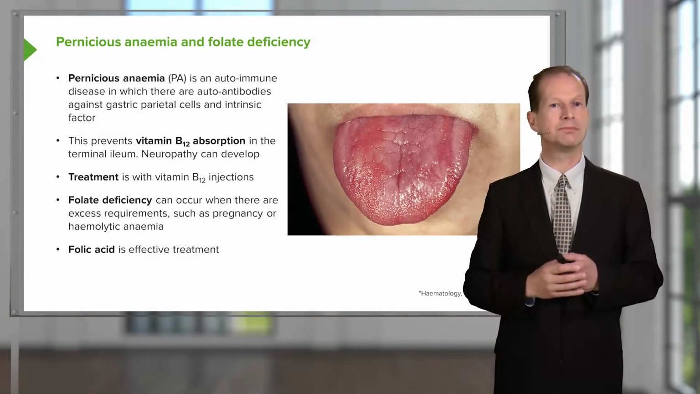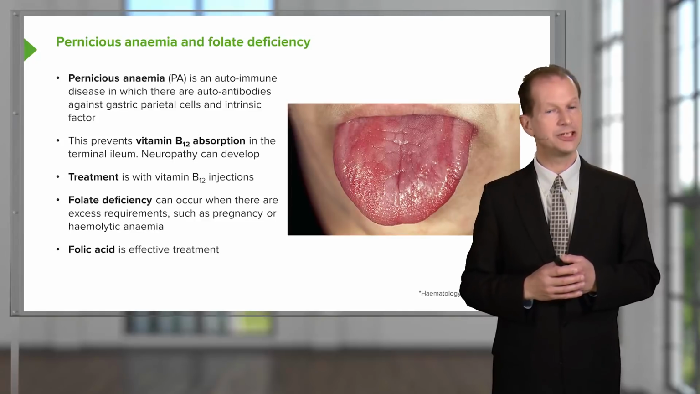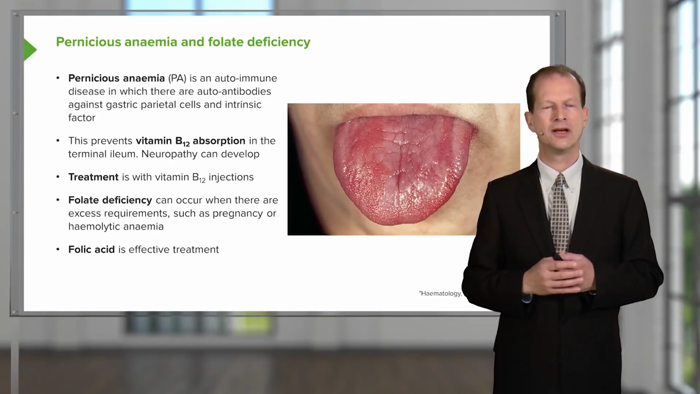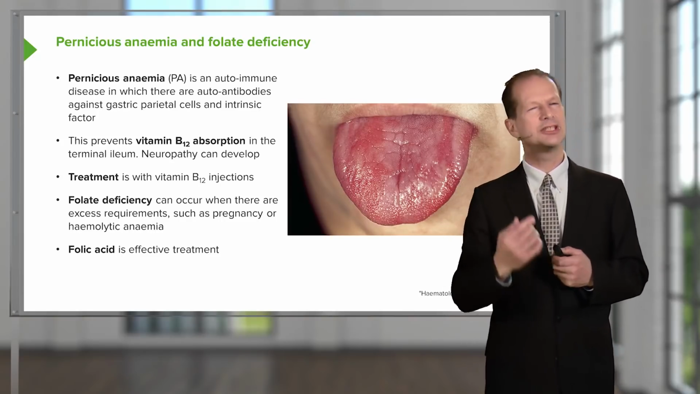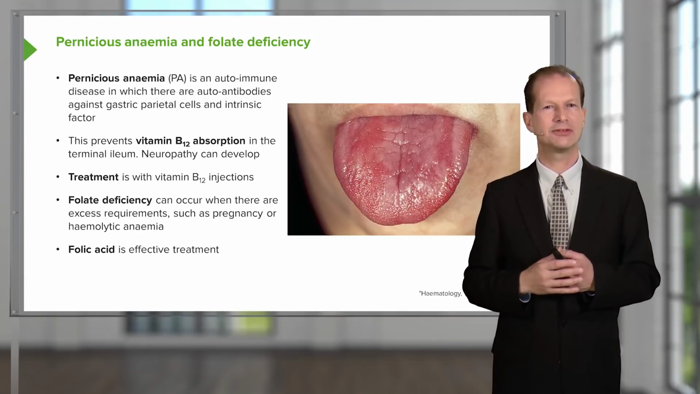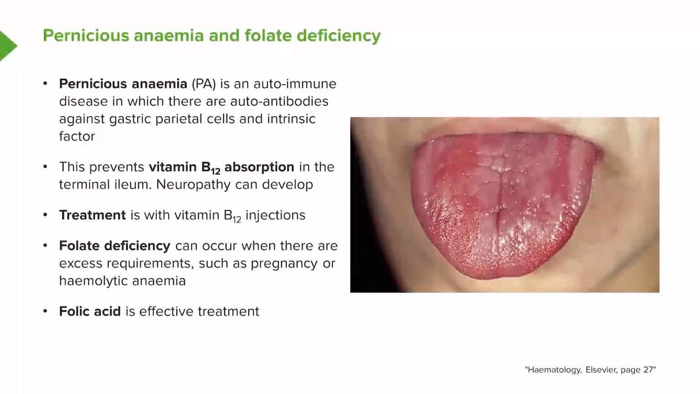Treatment is very simple. Vitamin B12 injections given every 3 months. You can also take high doses of oral pure B12 and hope that you've just managed to absorb enough. On the right, there's a tongue of somebody with pernicious anemia. It's often described as beefy, and you can see it certainly is sore and somewhat swollen.